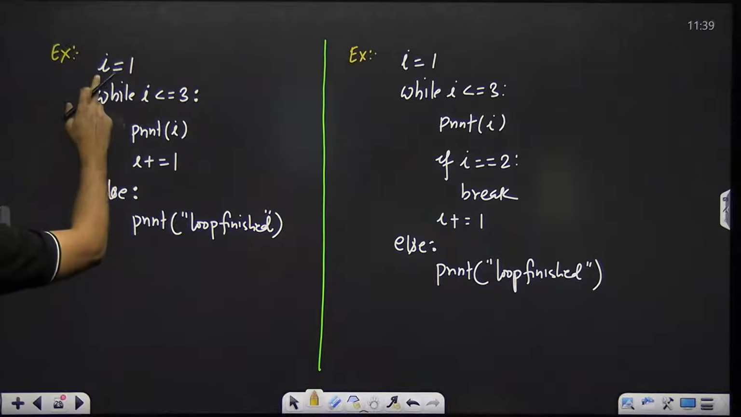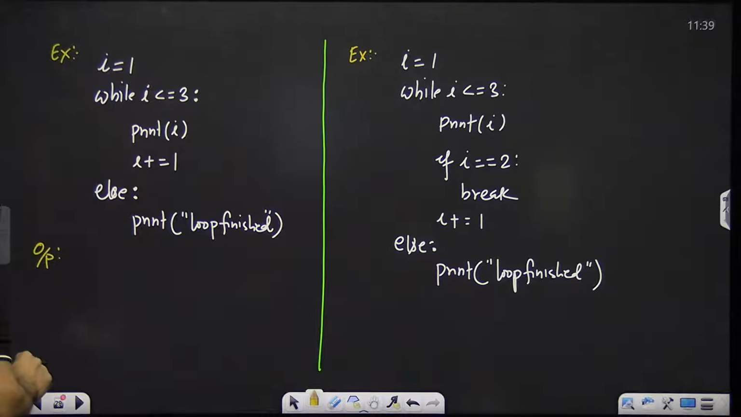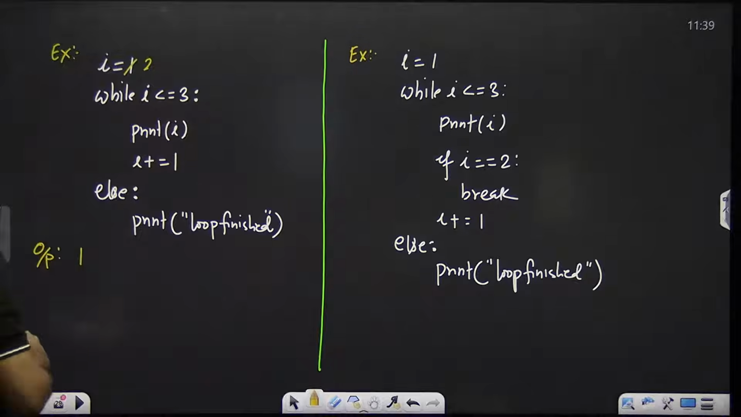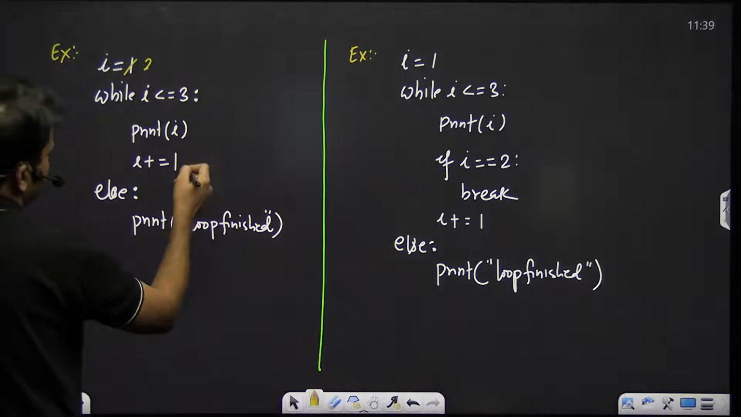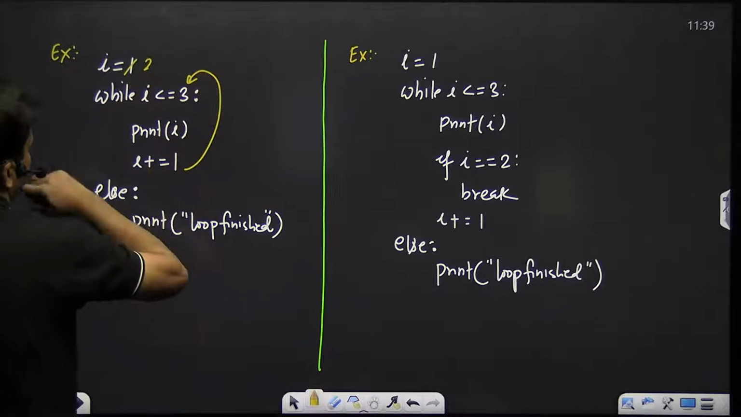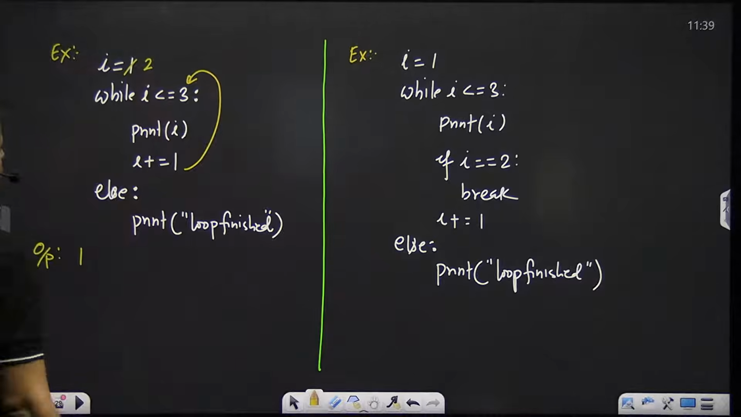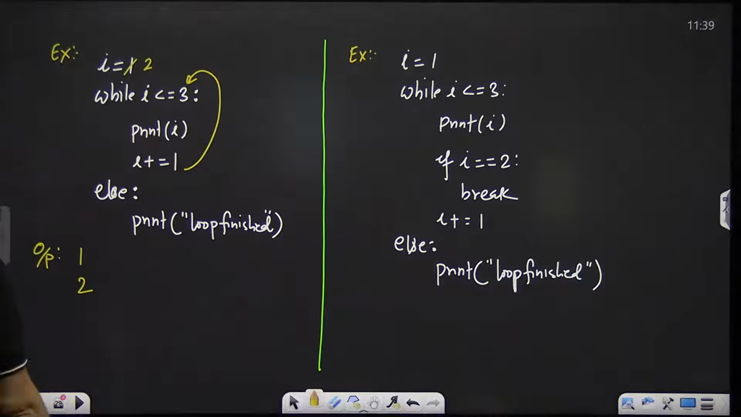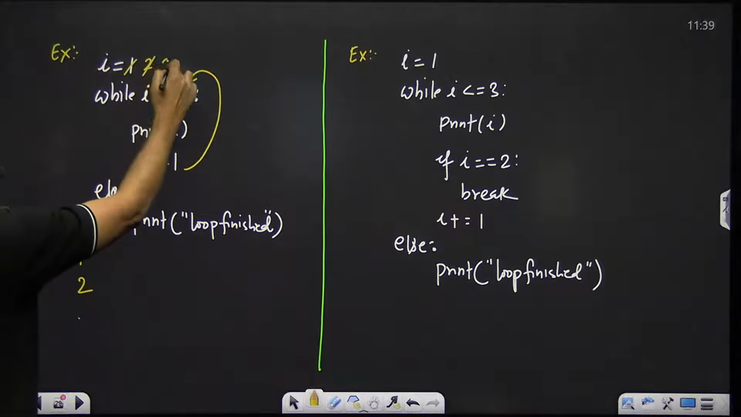What is the output of the first, sir? i is 1, 1 is less than or equal to 3, yes, condition is true. It prints 1, and i equals i plus 1, so this is 2. Again go to this portion. 2 is less than or equal to 3, yes, print. By default print adds a newline character, so the next line it prints 2, and the cursor blinks here. And i equals i plus 1, so this is 3.